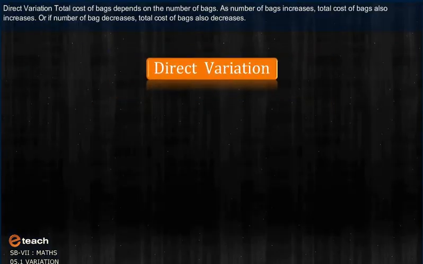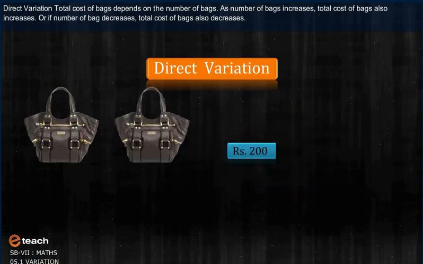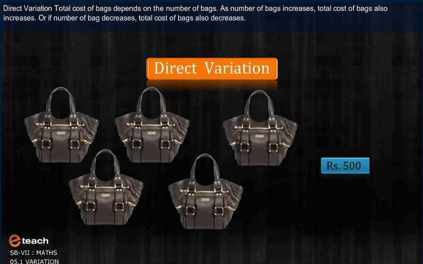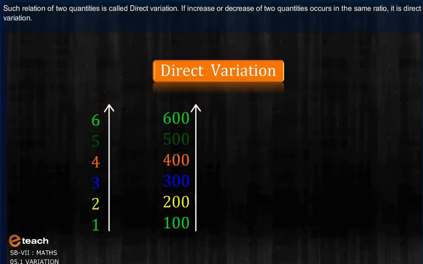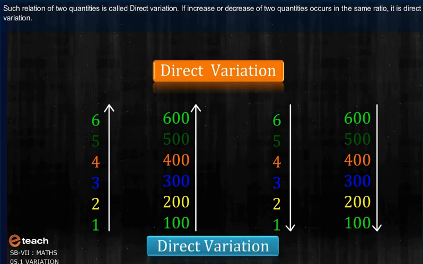Direct variation. Total cost of bags depends on the number of bags. As the number of bags increases, the total cost of bags also increases. Or if the number of bags decreases, the total cost of bags also decreases. Such a relation of two quantities is called direct variation. If increase or decrease of two quantities occurs in the same ratio, it is direct variation.